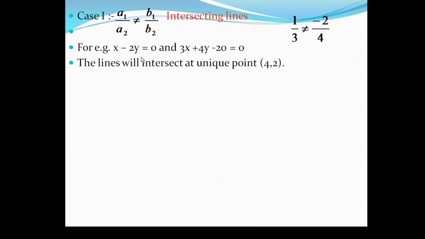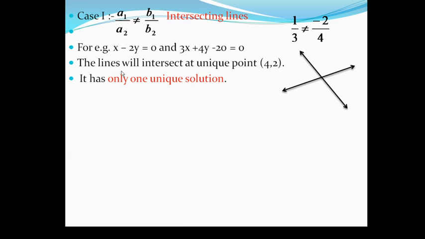See, the lines will intersect at the unique point (4, 2). I have not solved the equation, students. As you can see, I have directly written the answer here. If you solve this equation, you will get this point as a unique point, and this is the solution of the set of linear equations. In this type of graph you will observe that these two lines intersect at this point, and this point will be (4, 2). That means the x coordinate will be 4 and the y coordinate will be 2. Now, it has only one unique solution. Since there is one intersection point, only one unique solution is there.